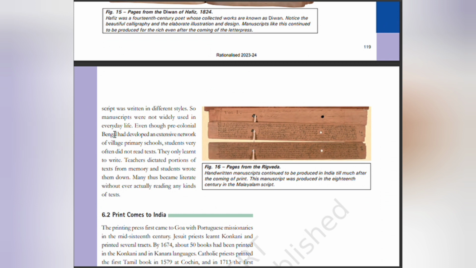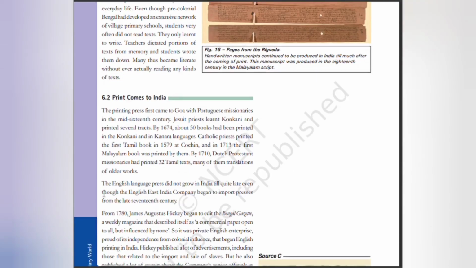Even though pre-colonial Bengal had developed an extensive network of village primary schools, students often did not read texts. They only learned to write. Teachers dictated portions of text from memory and students wrote them down. Many thus became literate without ever actually reading any kind of text.